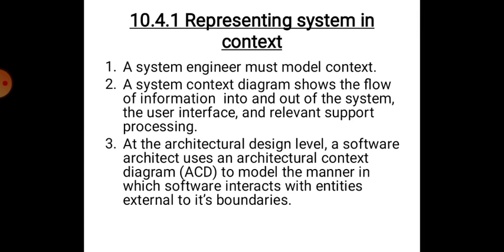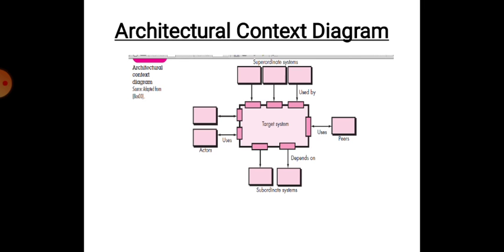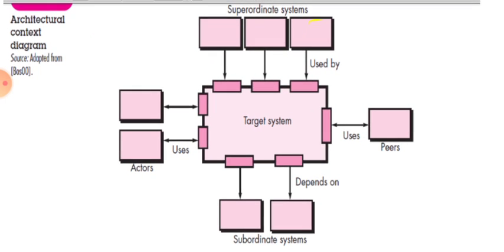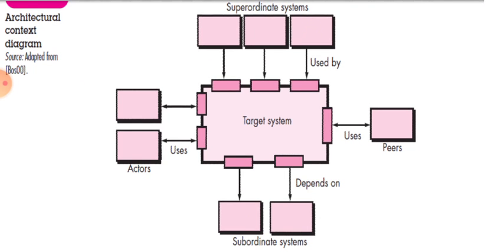Students, there is an architectural context diagram which will describe the context in which the new system is being developed, and how the software is going to interact with the entities which are external. Now students, this is the architectural context diagram. Here you can see in this diagram, there is a target system at the center. That means the target system is the system that you are developing. Then on the very top you have got the superordinate system.